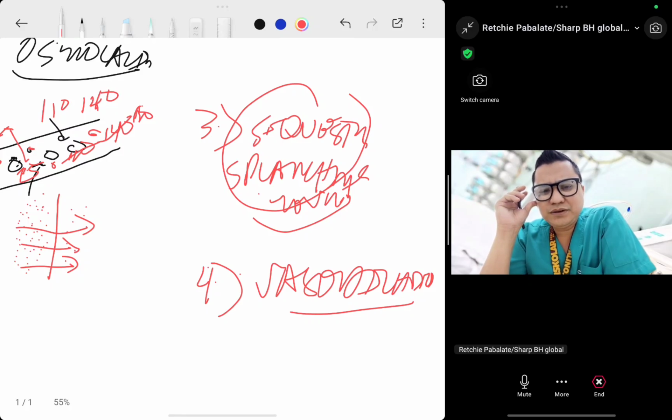Another cause of vasodilation is the temperature of the machine. If we give a higher temperature of dialysis, if we increase the temperature of the dialysate, the blood that is returning to the patient is much warmer compared to the core body temperature of the patient, leading to vasodilation.